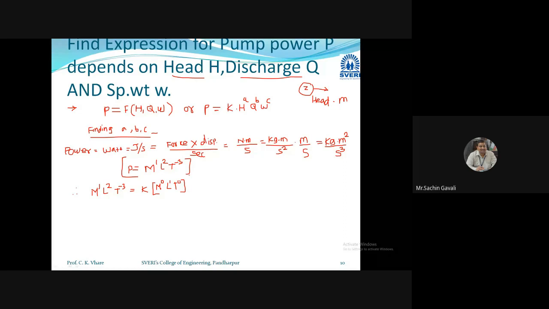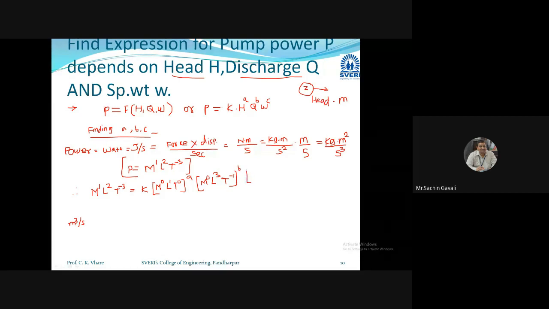Raised to A, into what? Q. Q means what? Discharge. Discharge means meter cube per second. Meter cube per second means M raised to again 0, L raised to 3, T raised to minus 1, raised to B.